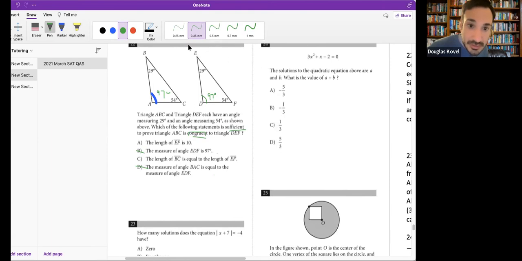But choice C, on the other hand, that will help me. So if I know that BC is equal to EF, then I know that they must be congruent because all the angles are equal and they have at least one equal side. So it means that all the sides are congruent. All right, great. So next we'll go through 23.